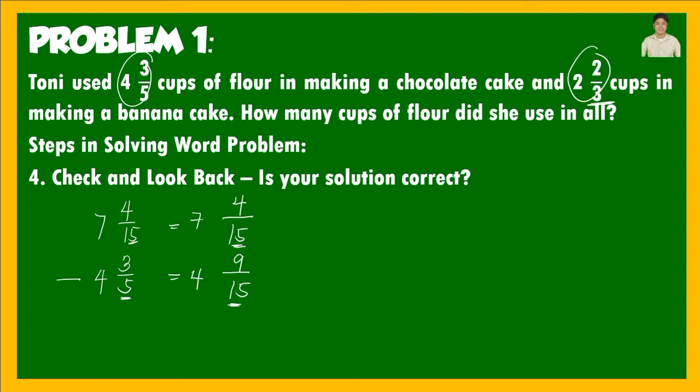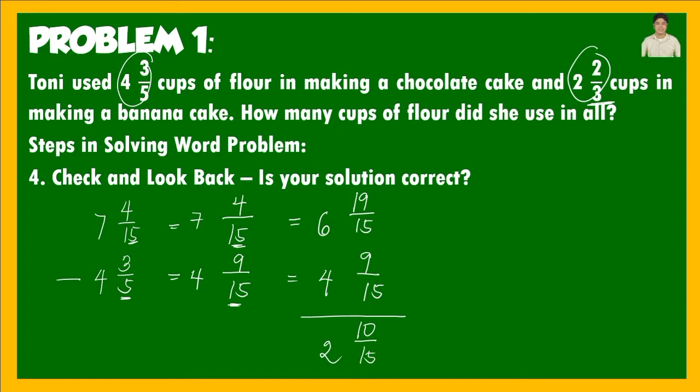So, yung next na gagawin natin ngayon is magre-regroup tayo. Okay, so, ganito yung pagre-regroup. So, hiram tayo ng 1 whole dun sa 7. So, magiging 6 siya niyan. And then, yung 1 whole na hiniram natin, that is 15 over 15, i-add natin sa 4 over 15. Magiging 19 over 15 siya. And then, copy lang natin yung 4 and 9 over 15. So, 6 minus 4, that is 2. 19 minus 9, that is 10 over 15.